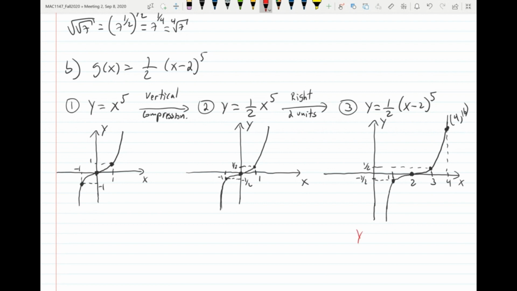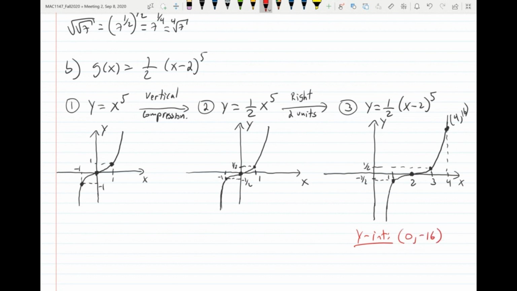What's the y-intercept for this function? Who can tell me what's the y-intercept? How do you find the y-intercept of a function? What do you do to find the y-intercept of a function? You make x equal to 0. Good. So can you guys tell me what it is? What's the y-intercept? -16. Very good. That's the point 0, -16.